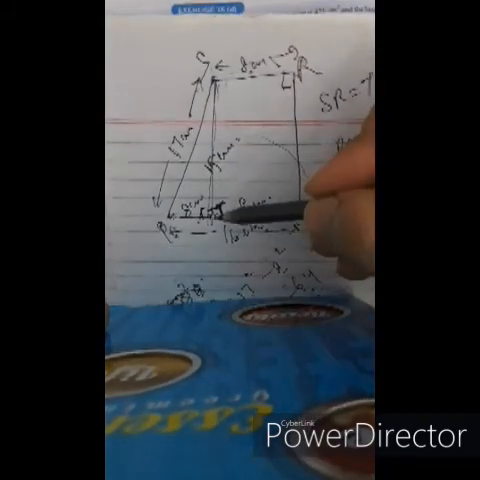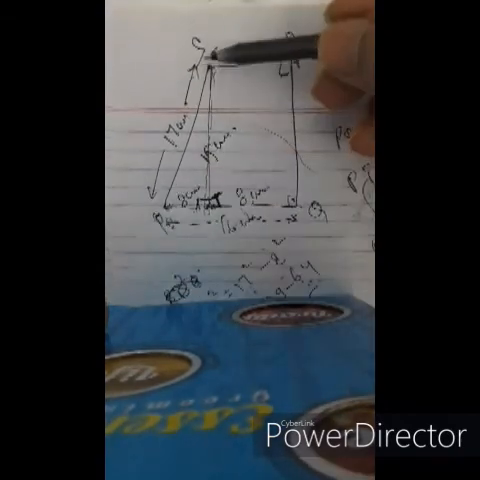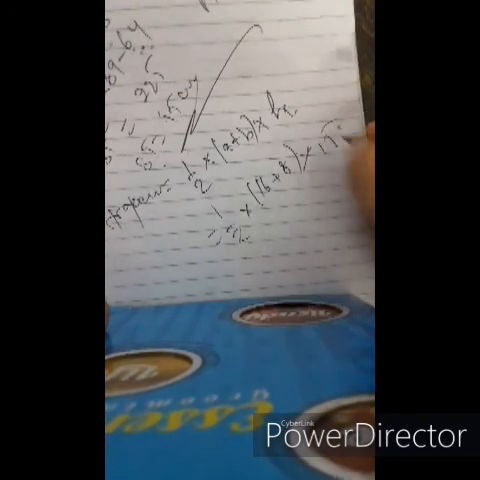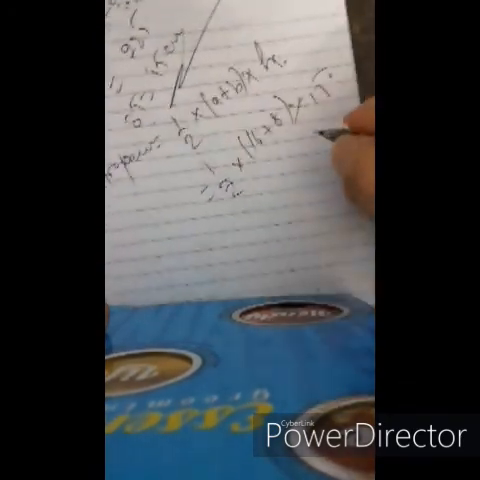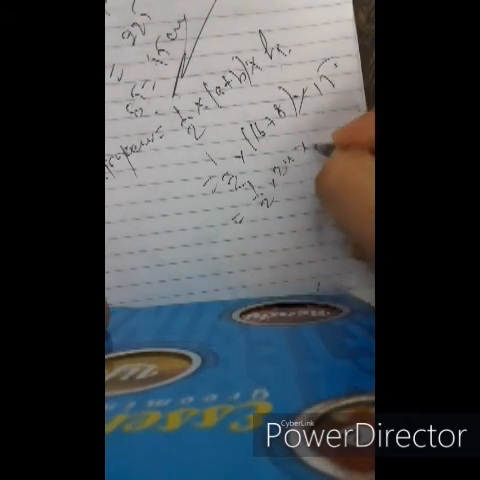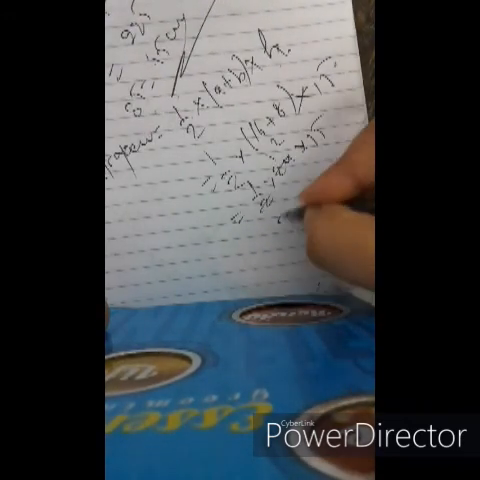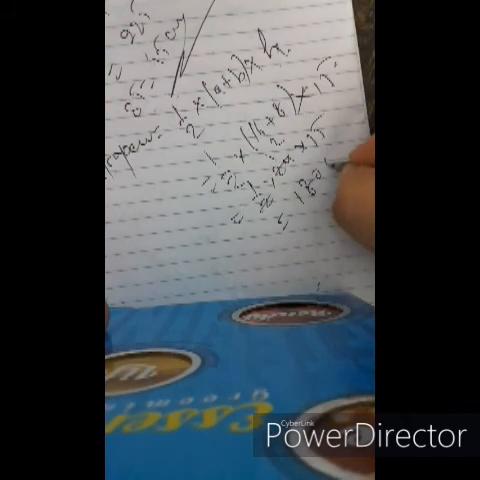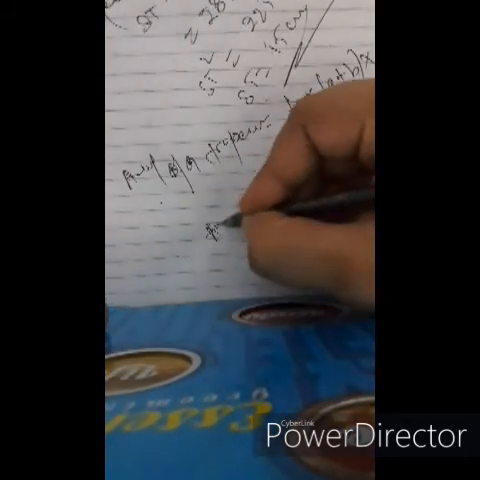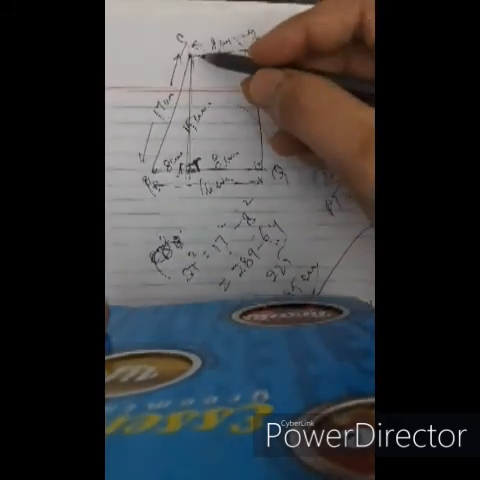I hope you are able to get this. Height is ST, 15 centimeter, so half into 24 into 15, that is 15 into 12, which is 180 centimeter square. 180 centimeter square is the area of trapezium PQRS. I hope you got this problem clear very well.